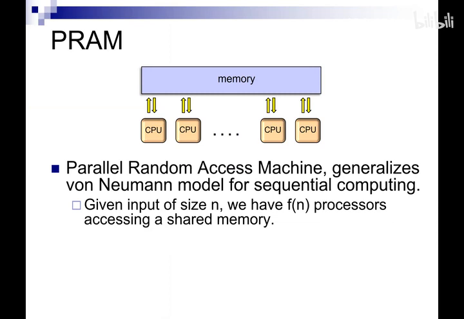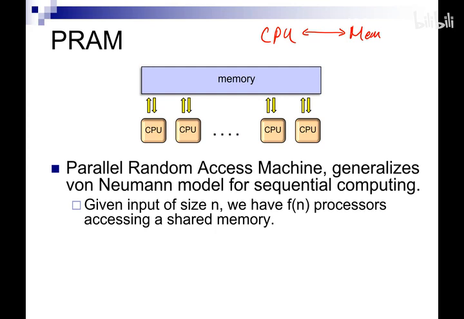All right, now PRAM stands for parallel random access machine. And this PRAM model is basically meant to generalize the normal model for sequential computing, and that is the von Neumann model. So if you remember, the von Neumann model is actually very simple. So we have a CPU, and then we have a memory, right? And the CPU can talk with the memory.